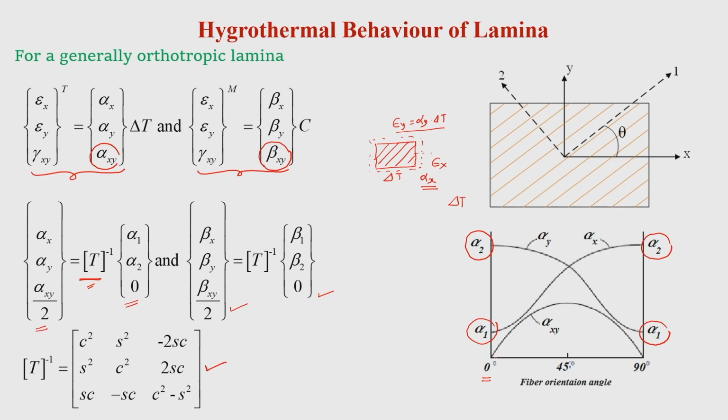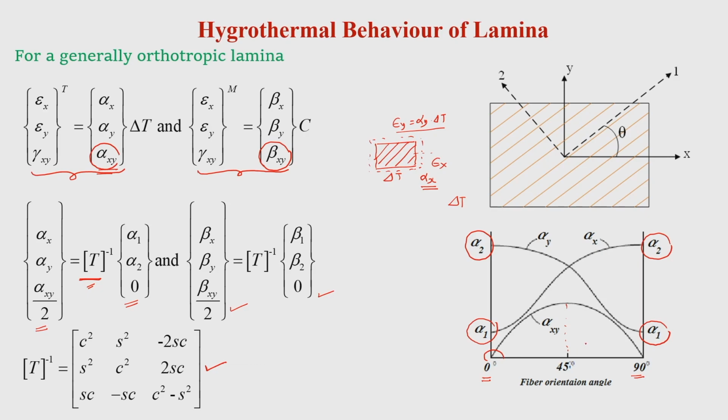Alpha x y actually shows how much shear strain will be induced if it is subjected to delta T. Naturally, alpha x y is 0 at theta is equal to 0, because in the material axis this is not there. It is also 0 at 90 degree, but it is maximum at 45 degree.